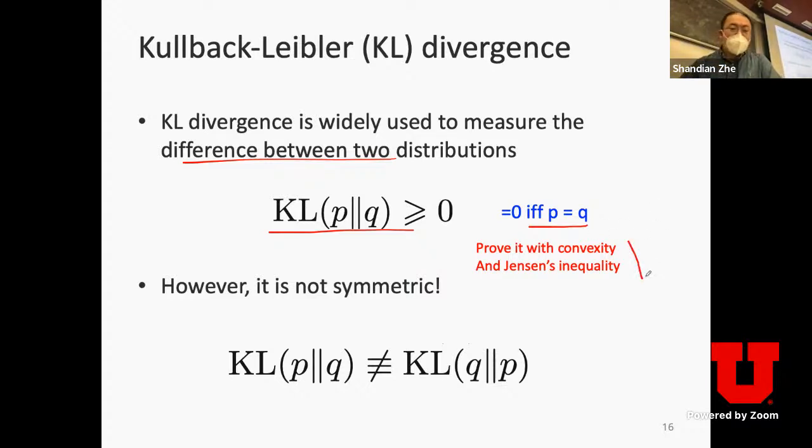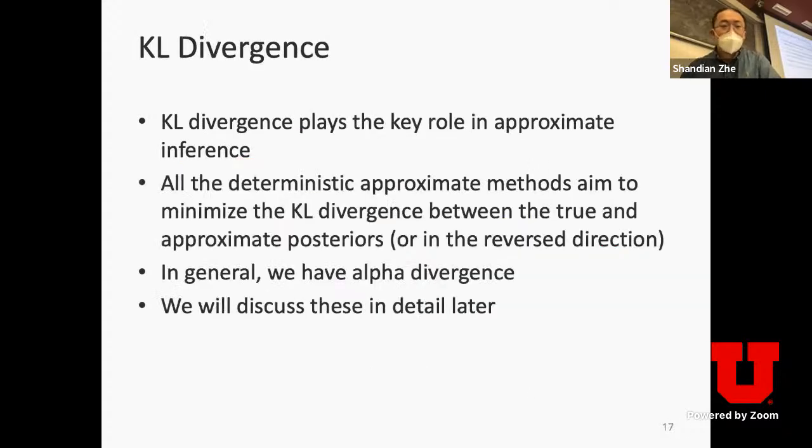And again, to show this, you can directly apply Jensen's inequality. Right? So again, I will leave it as an exercise for you guys. And another important point for the KL divergence is that it is usually asymmetric. So KL divergence plays the key role in approximate inference. We'll talk about it again in our following lectures.